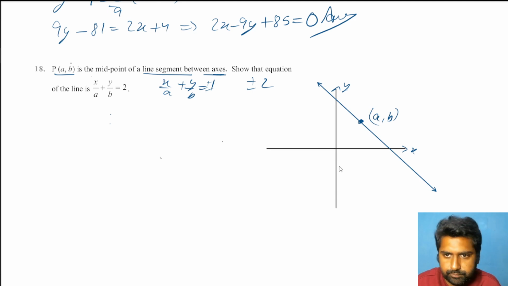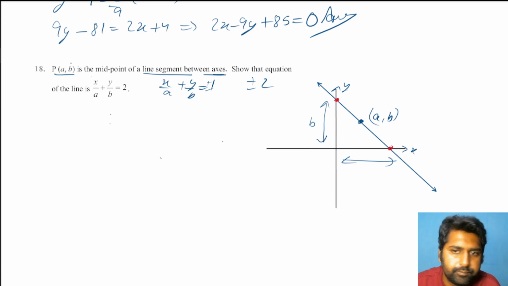Let's see the idea. It is a midpoint, so somehow it is related with these 2 points, and we don't know these 2 points. Let's call them something, and I'm going to use a variable here. I'm not going to call this a because a is already used. I'm not going to call this b because b is also used. Let's say this is p and q. Let's say this is p distance, this is q distance.